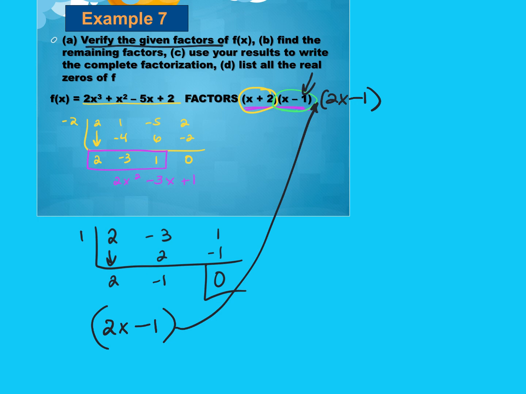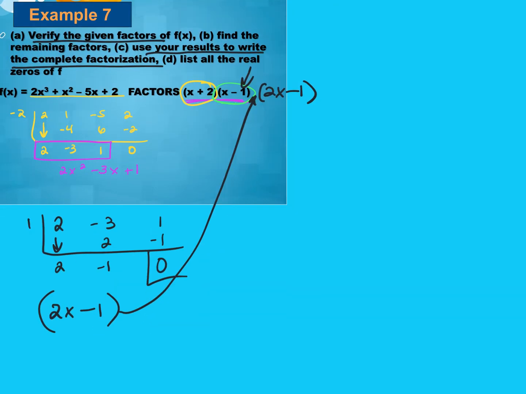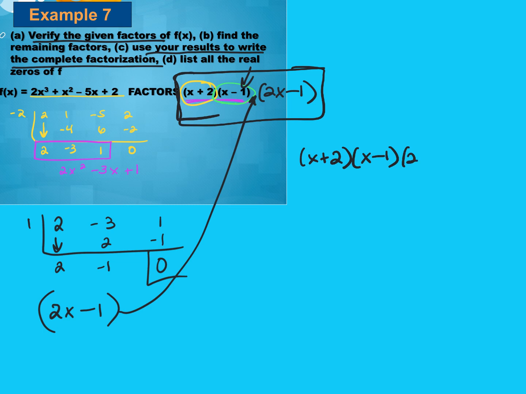So I verified by using synthetic division and showing that it's 0. That's the verifying part. Find the remaining factor: I just found it. Use your results to write a complete factorization, meaning all three of these. So my complete factorization is x plus 2 times x minus 1 times 2x minus 1. That is my initial function completely factored.